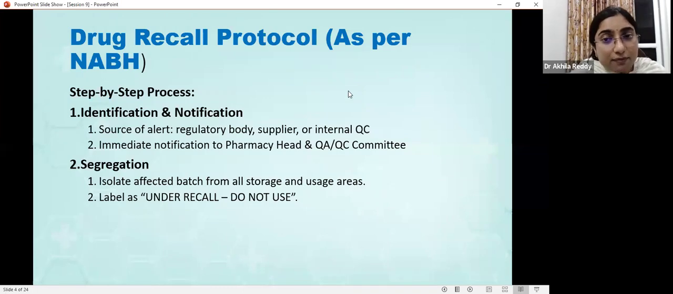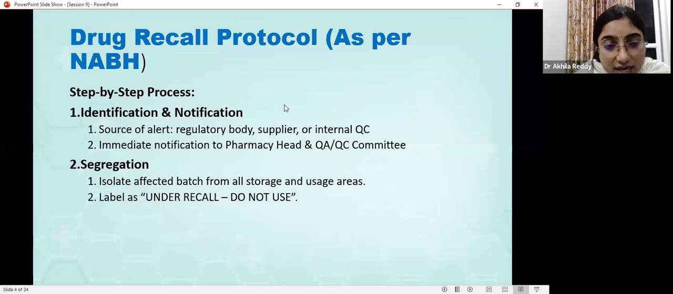So for drugs, we have some protocols. Now we are speaking about the protocol in the hospital itself. So what is the actual drug recall protocol? How can we give it to the vendors, what are the variations, and what are the things to be reported to the PV center? Let's see step by step.